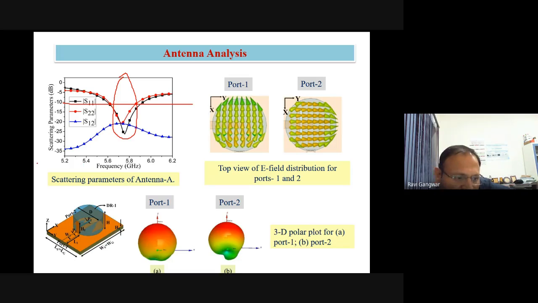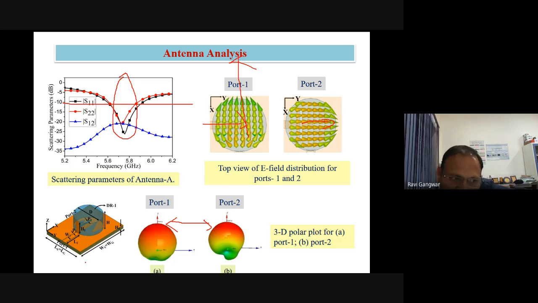Then both are orthogonal to each other. So we can say that the fields are orthogonal to each other. That means this one is in the X direction, this one in the Y direction. This is the hybrid delta mode. And now here, if you see, both antennas are going to radiate into the positive Z direction.